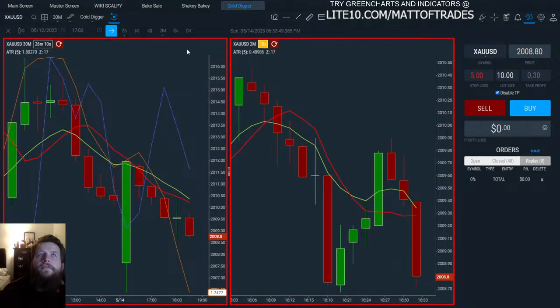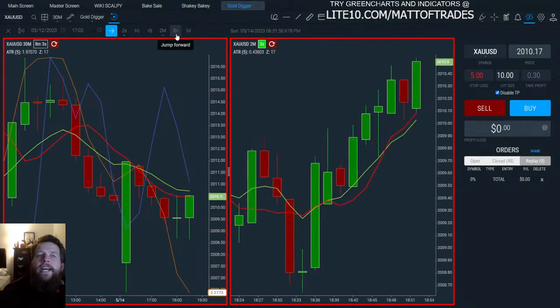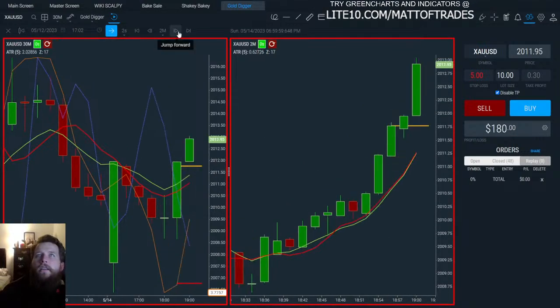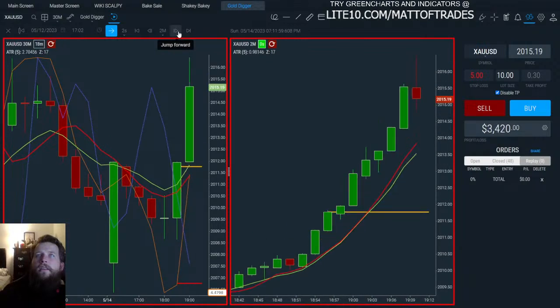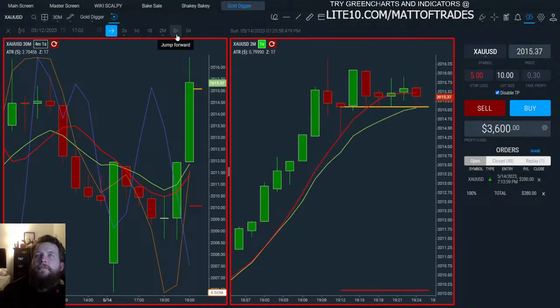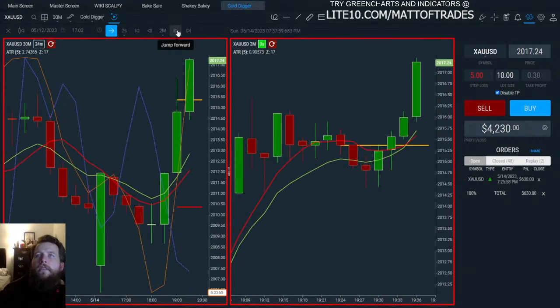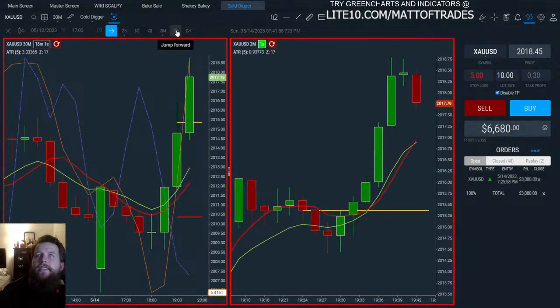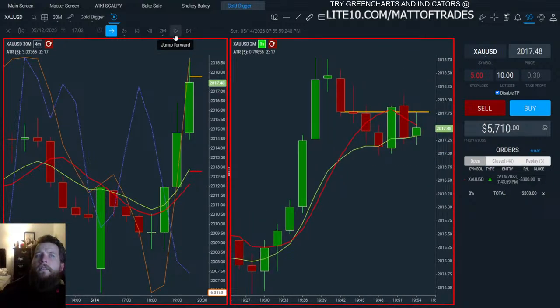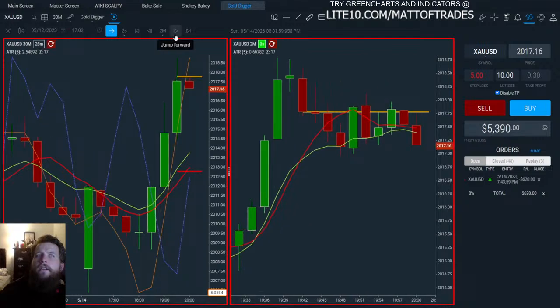Waiting for our orange to flip here, so we need some good upward movement to do that. Here it is right here. Nice. Okay, we're gonna go for more. Go for more. Nice. Go for more.